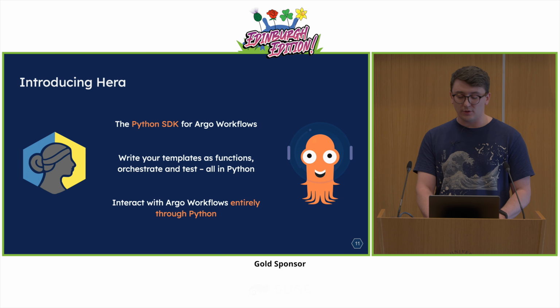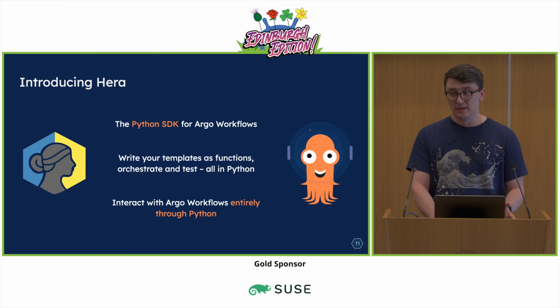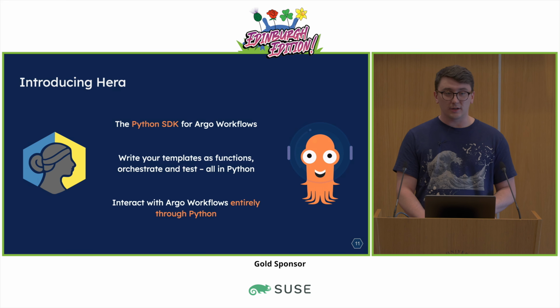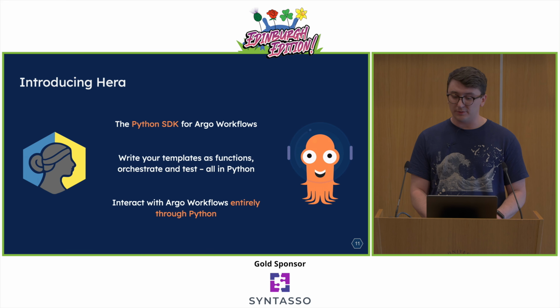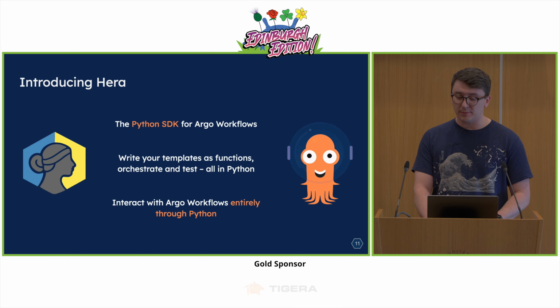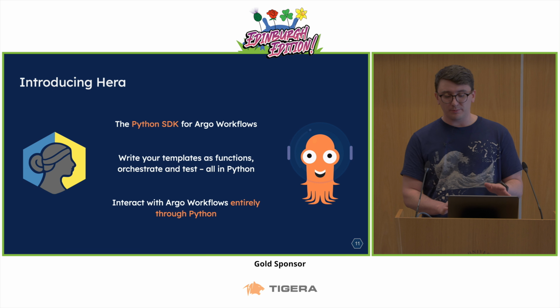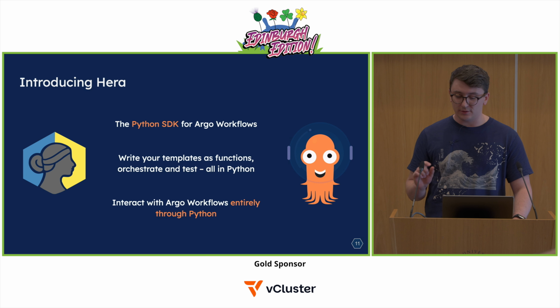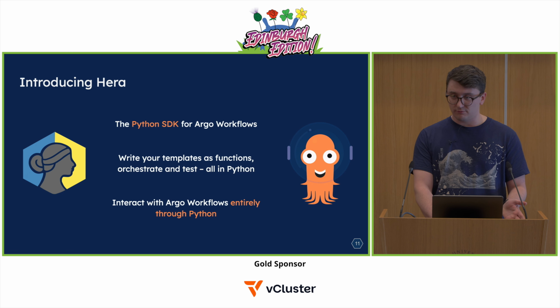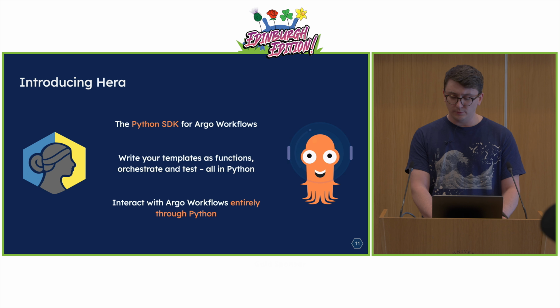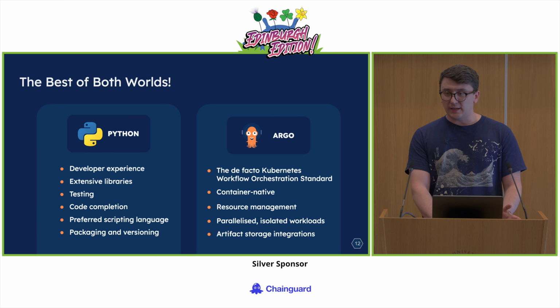So to get them on to Kubernetes, we needed something like Hera, which is the Python SDK for Argo Workflows, so that people wouldn't have to interact with YAML day in, day out. So this lets you write your templates as Python, write your templates as functions, orchestrate them, and test them all in Python if you want. You can interact with the Argo server API just through Python, so it's just an API call. And that gets you the best of both worlds.